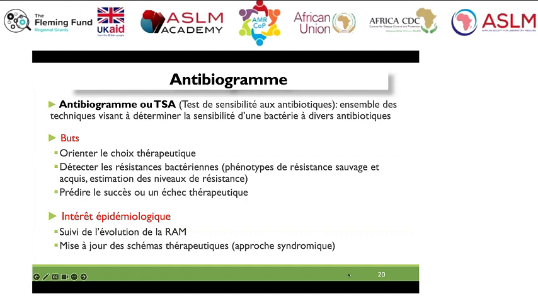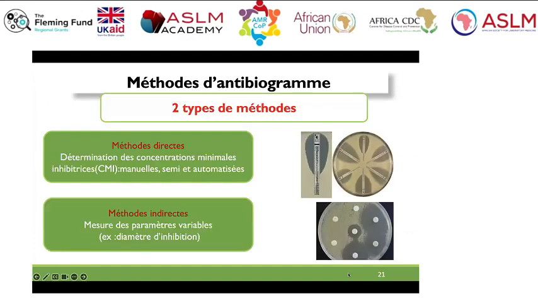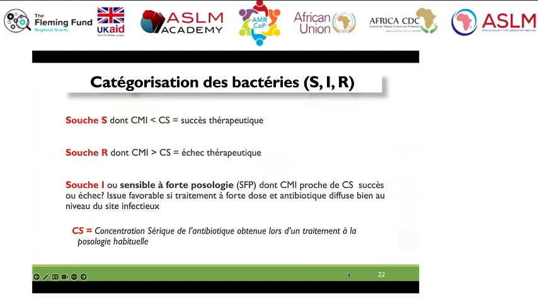And so for the biologist, it is not enough just to report on sensitivities or resistance, but also to monitor the development of resistance. We can use different methods for this. So you have the direct method and the indirect method. For the direct method, we determine the concentration, and it can help us identify the minimum inhibitory concentrations. It can be manual, semi-automated, or fully automated. And with the indirect method, we can measure variable parameters, for example, the inhibition diameter. This is known as the disk diffusion method, also known as the Kirby-Bauer disk method.